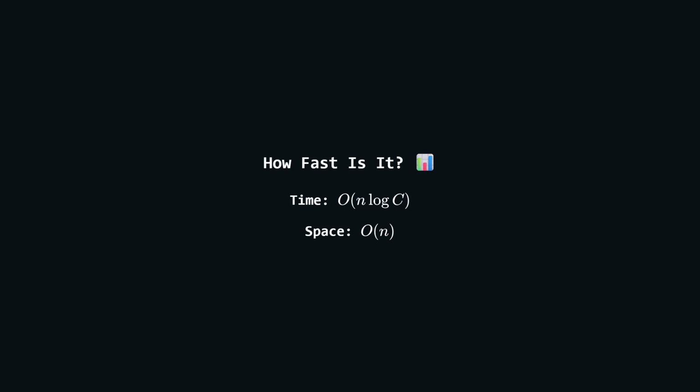So how fast is this? The time complexity is big O of n log c. N is the number of items in our list, because we loop through it once. Log c comes from the work of flipping the number into a string and back, where c represents the size of the numbers. The space complexity is order n, because in the worst case, we might have to store every single number in our memory dictionary.